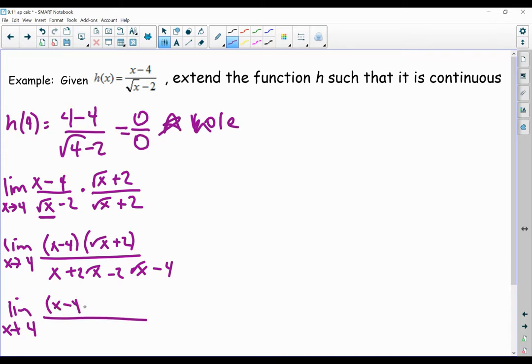Usually we use conjugates when there's a radical. Actually, we don't. It just could be anywhere. Anytime there's a radical, use a conjugate.